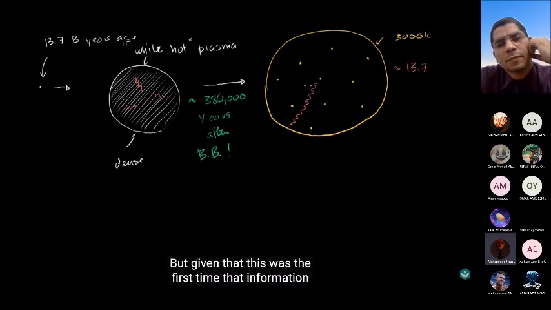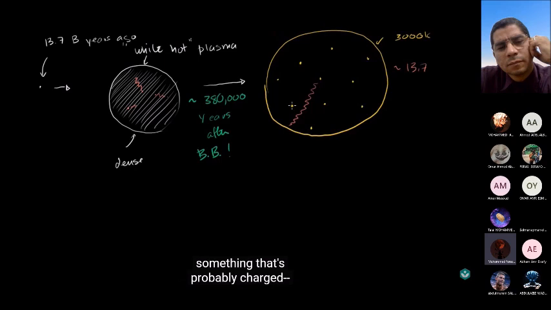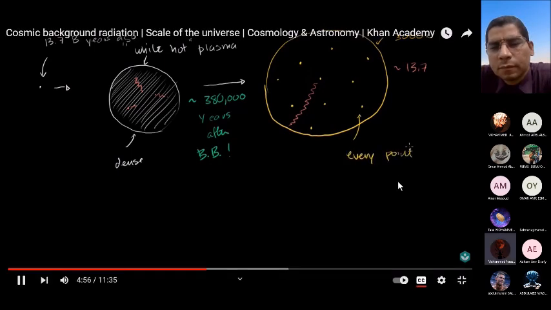But given that this was the first time that information could travel, that photons could travel through space without most of them having to bump into something, especially something that's probably charged, the other interesting thing is that these atoms that formed are now neutral. What could we expect to see today? Well, let's think about it. These photons were emitted 13.7 billion years ago, and they were emitted from every point in the universe.